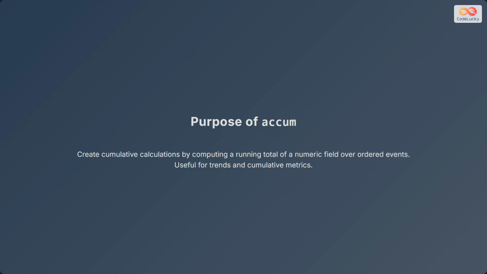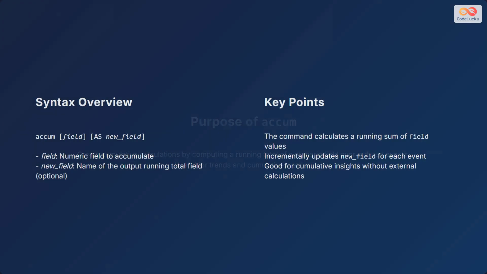It computes a running total for a specified numeric field, allowing users to track trends in cumulative metrics across ordered events. The syntax of the accum command includes the field to accumulate and an optional alias for the output field. The field specifies which numeric data to process, and the alias names the new field holding the running sum.